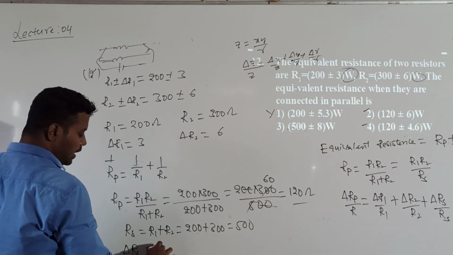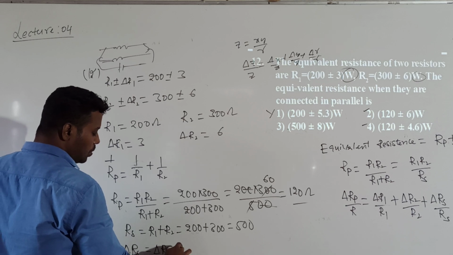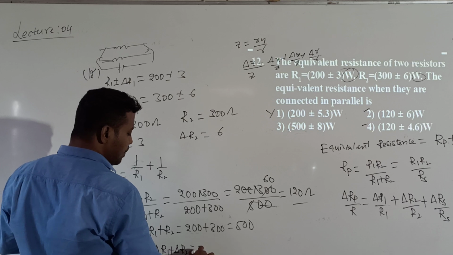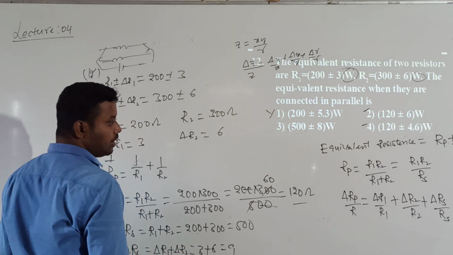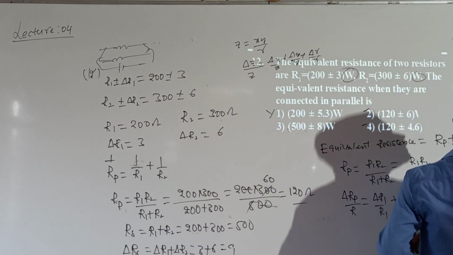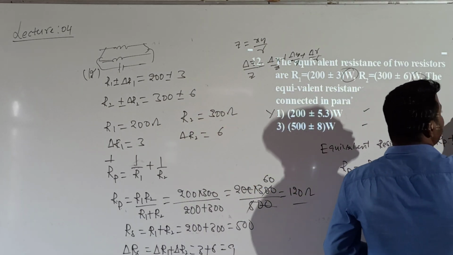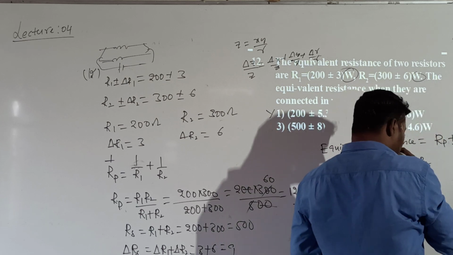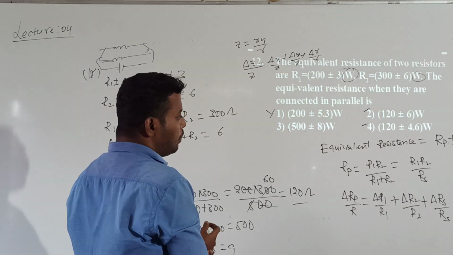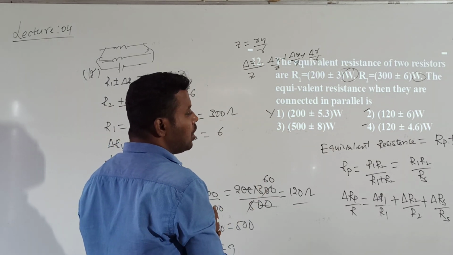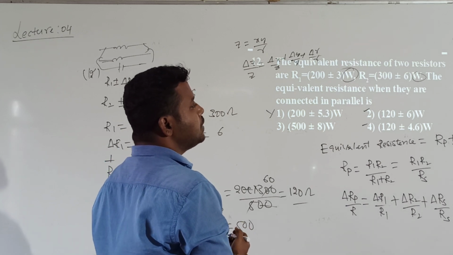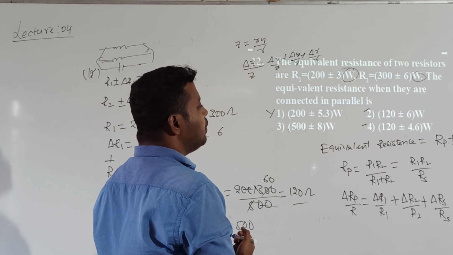And what is the value of delta Rs? Delta Rs is equal to delta R1 plus delta R2. What is the delta R1 value? 3 plus 6, which is equal to 9. So how much will I get? 9 divided by 500. So you need to simplify this. After simplification, you will get the answer. So delta Rp by Rp is 3 by 200 plus 6 by 300 plus 9 divided by 500.